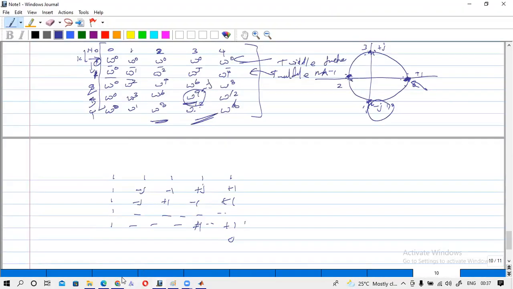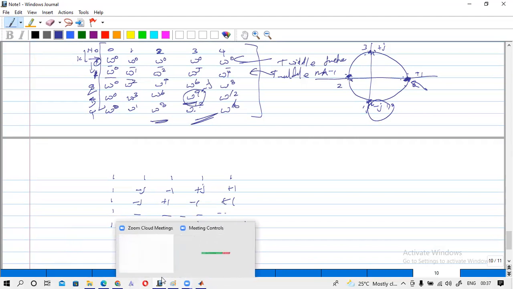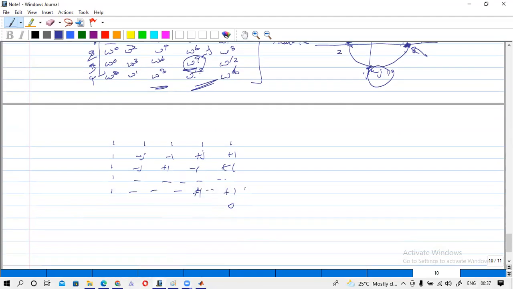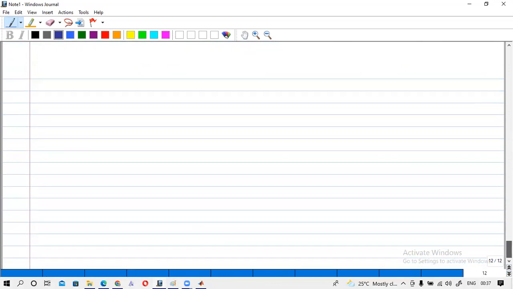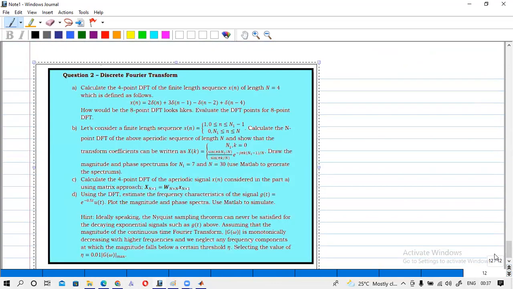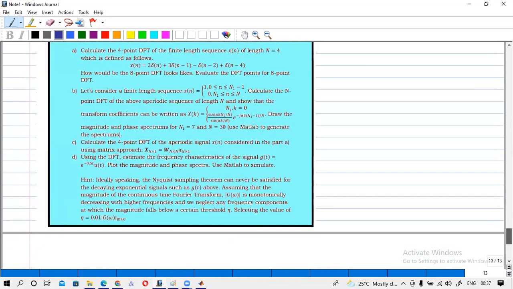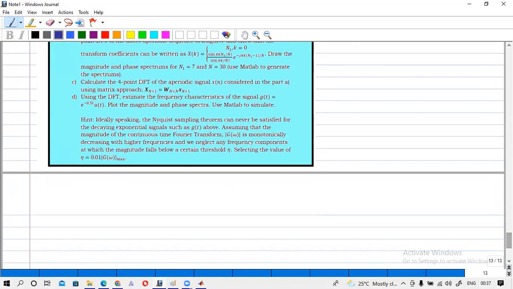So we will see the next one, calculating the 4-point DFT. This one we have done, and we have to do this one.